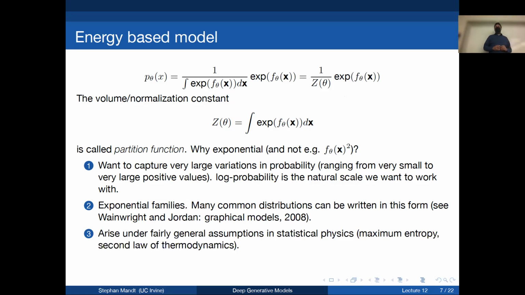And finally, as I already said earlier, energy-based models actually arise under fairly general assumptions in statistical physics, in particular in equilibrium thermodynamics. You can derive that functional form in many cases under the principle of maximum entropy, or the second law of thermodynamics. That's where they naturally arise. Only later on were they adopted in the computer science community in the 80s, and they were shown to be useful in machine learning much later.